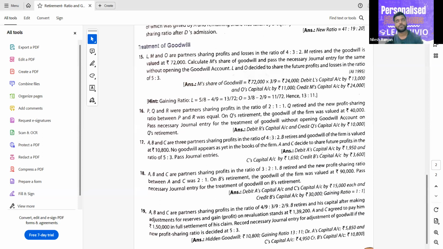Now the next step. I think it is 3 divided by 6 into 90,000. Yes, because then the goodwill will be removed by the old ratio. First of all, you have to calculate the share of the retiring partner.